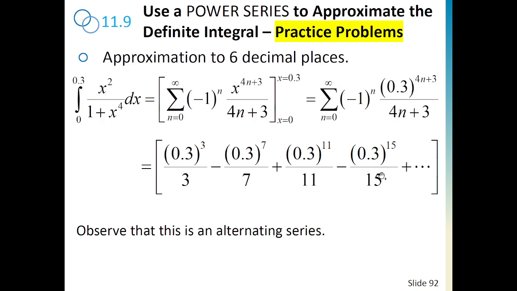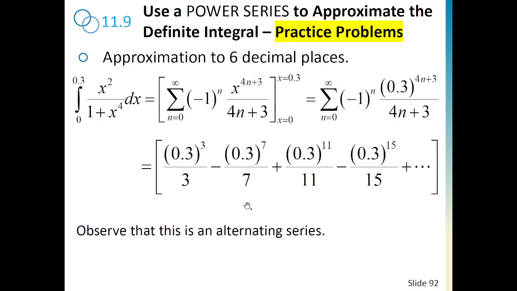I just wrote a couple of terms. Now what they want is an approximation that is correct to 6 decimal places. So first observation, this is an alternating series. That's good. And we know for the alternating series that the error term is smaller than the first neglected term here.